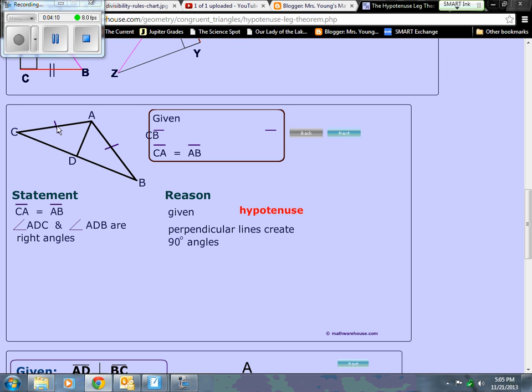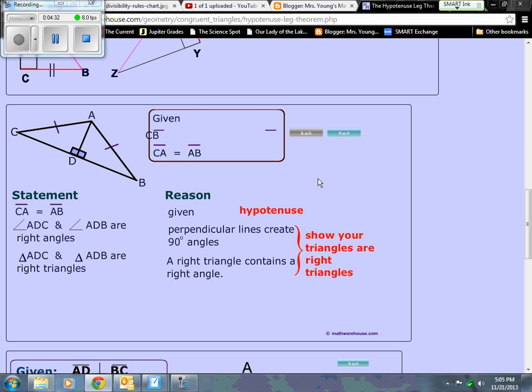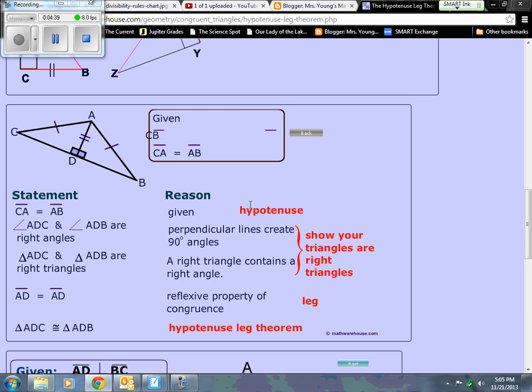So far we have the hypotenuse, the right triangles. Now we need to figure out a leg. Well, I know that AD is congruent to AD because of the reflexive property, so that would be my leg. So I can figure out that ADC and ADB are congruent because of the hypotenuse leg theorem. All right.